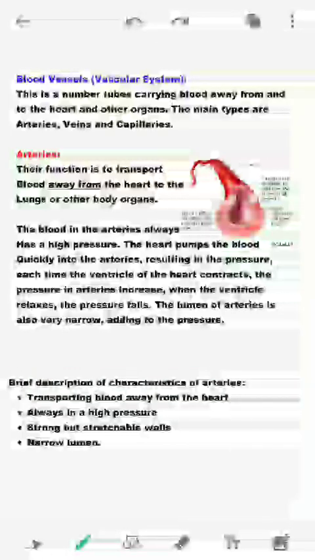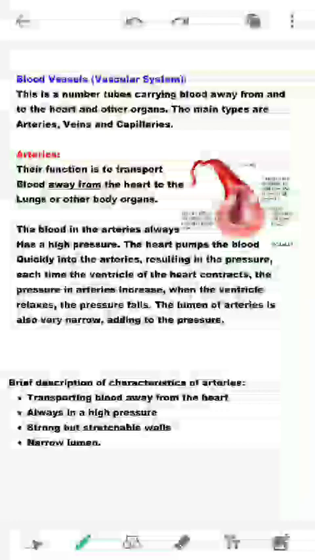Okay. We'll continue to the other blood vessels, so you need to copy the information up till here.